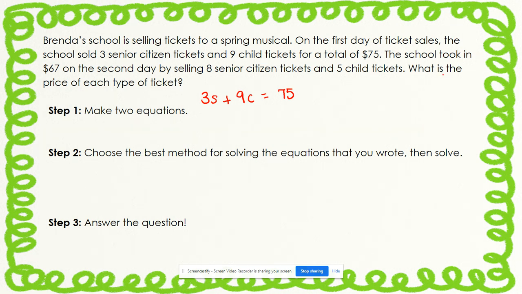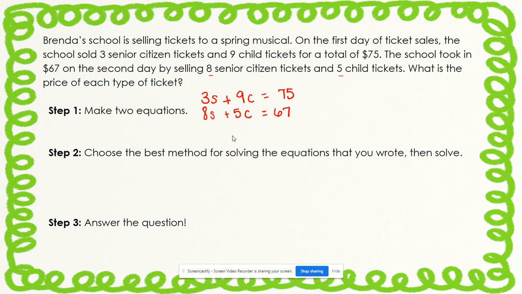Then the next day, the school took in $67 by selling 8 senior citizen tickets and 5 child tickets. So on this day, they sold 8 times the senior citizen tickets plus 5 times the child tickets, and we get $67. So these are my 2 equations. This is my system of equations.